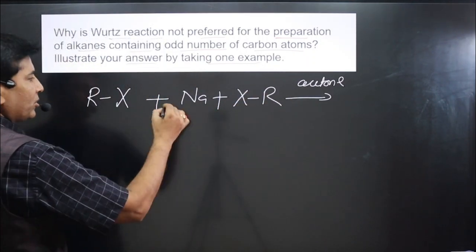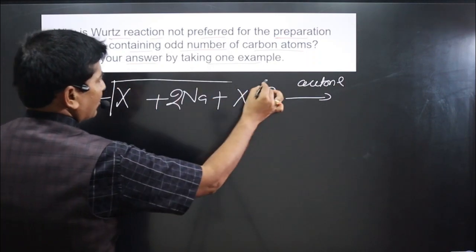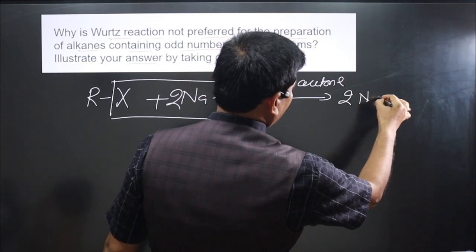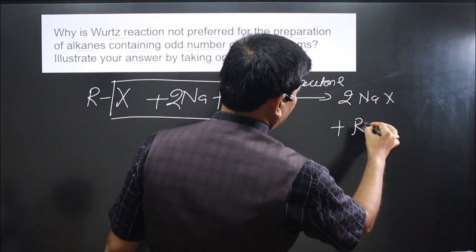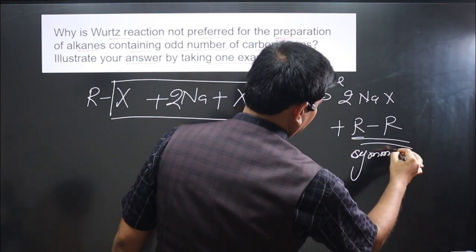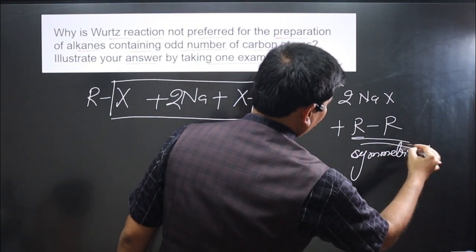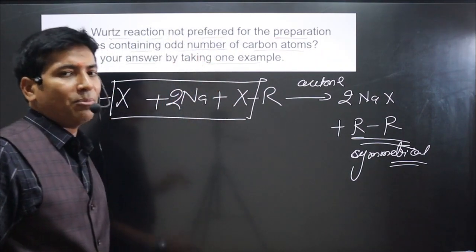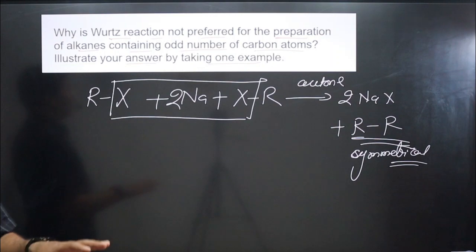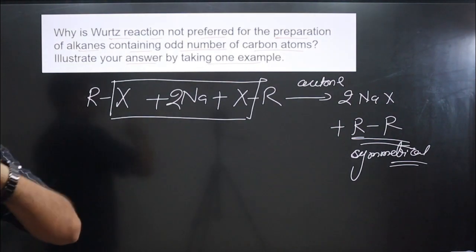So two halogens are there. We take two sodium and this portion is eliminated from here. So we got 2 NaX, and we got alkyl groups attached. So this is what symmetrical alkane is. And symmetrical alkane will always carry even number of carbon. So Wurtz reaction is preferred for the preparation of a symmetrical alkane having even number of carbon.